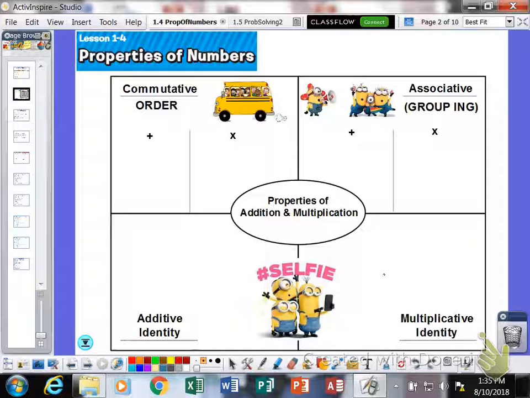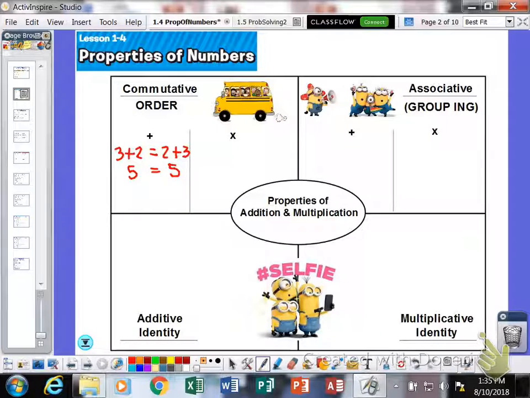So, for example, if I had 3 plus 2, that's going to be the same as 2 plus 3. They both equal 5. It didn't matter if I took 3 plus 2 or 2 plus 3, I'm going to get the same answer. So switching them only works for addition and multiplication.